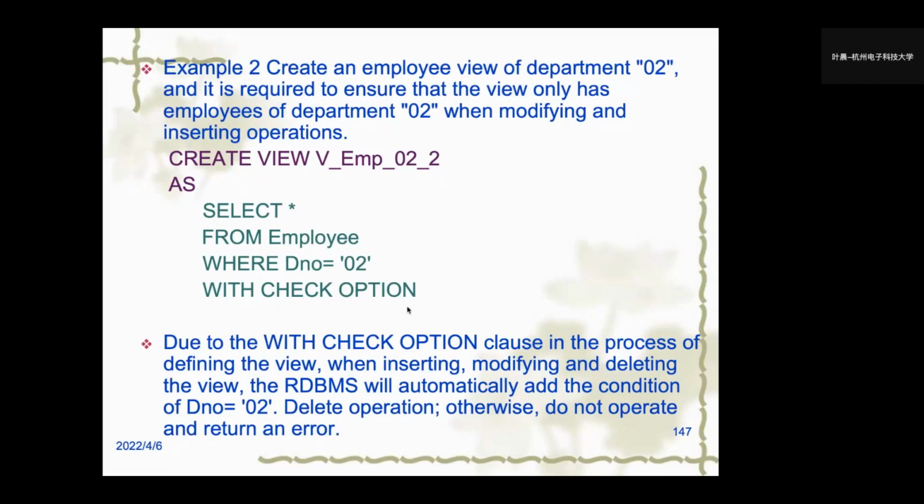Due to the with check option clause in the process of defining the view, when inserting, modifying, and deleting through the view, the RDBMS will automatically add the condition of department number 02. Otherwise, the DBMS will not execute the operation and will return an error.